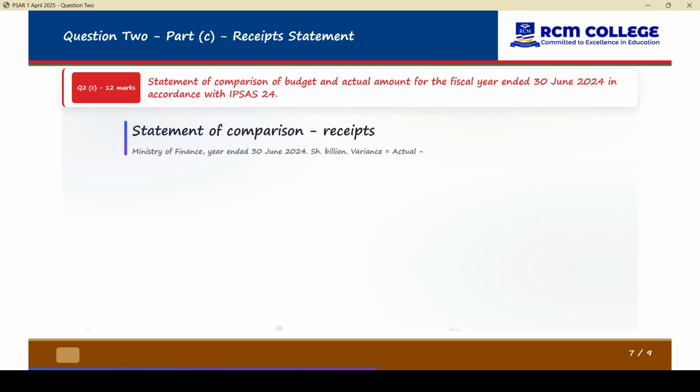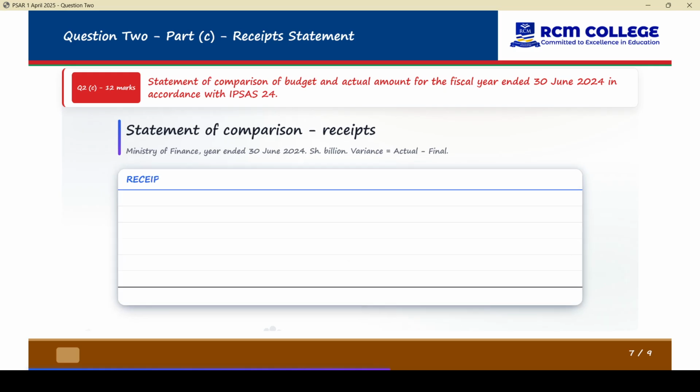So let us prepare the statement of comparison of budget and actual amounts. I have the statement with me, so we adjust together. So let us move. These are the titles. The titles, you have the receipts, the original, the change, the final, the actual, and the variance.